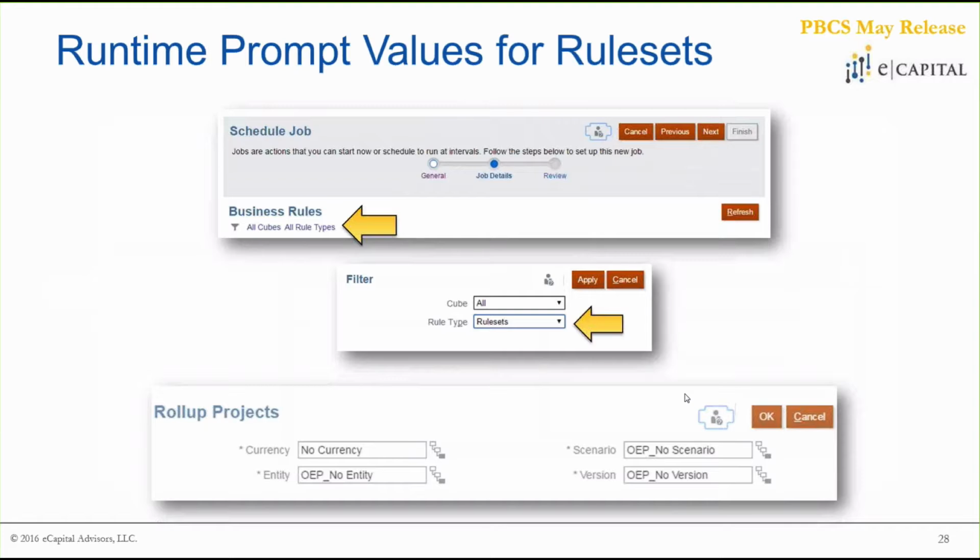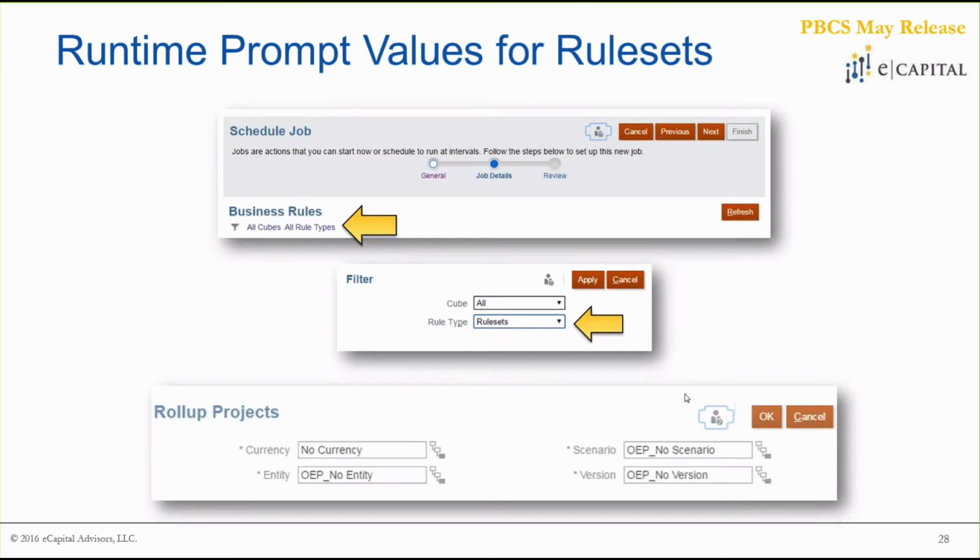If you have a lot of different rules and a lot of different rule sets across multiple cubes, you can use that filtering. It'll help you pinpoint what you're looking for a little bit better. So you can filter by the cube as well as the rule type. In this case, I'm filtering by just rule sets. I go in and select a rule, and now I have these runtime prompts that I can change accordingly. Then, when I go ahead and schedule and finalize this job schedule, it's going to leverage the runtime prompts that I've added here.